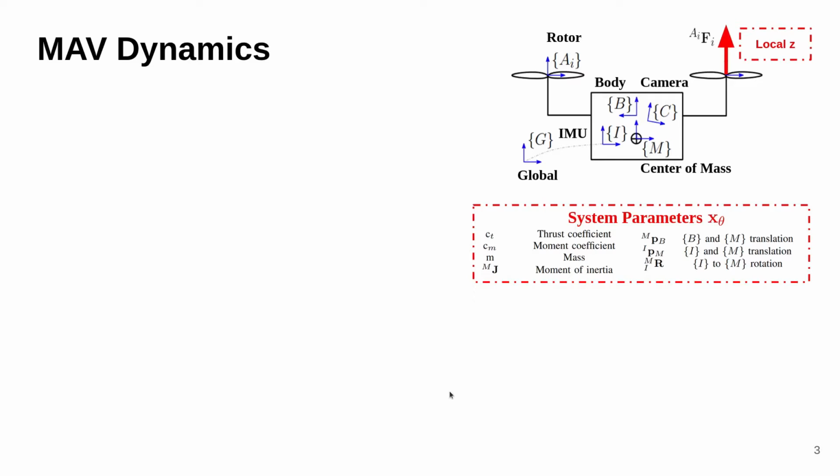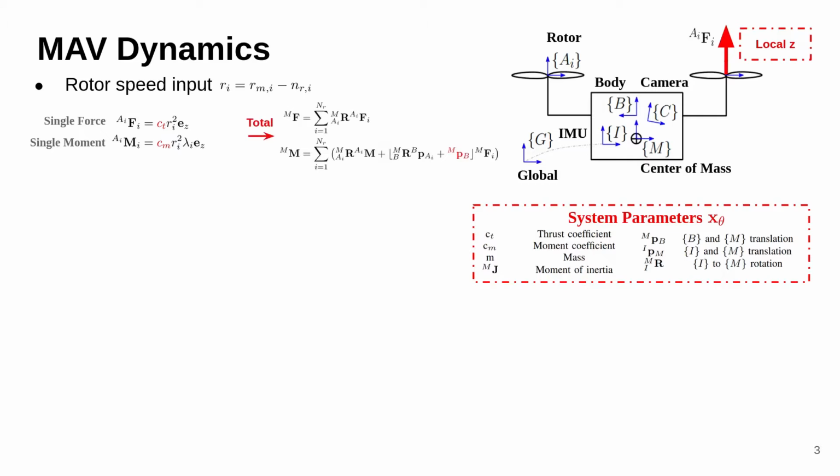The platform includes the global, body, IMU, camera, center of mass, and rotor frames. Given the rotor speed measurement RMI as input, which is corrupted by the noise NRI, the single force and moment can be derived, and the single force acts along the local z direction. CT and CM are thrust and moment coefficients we want to calibrate. We can then calculate the total force and moment.